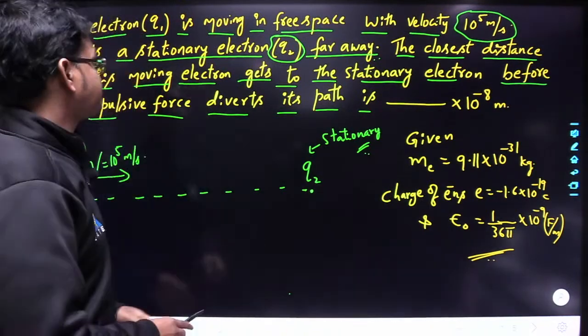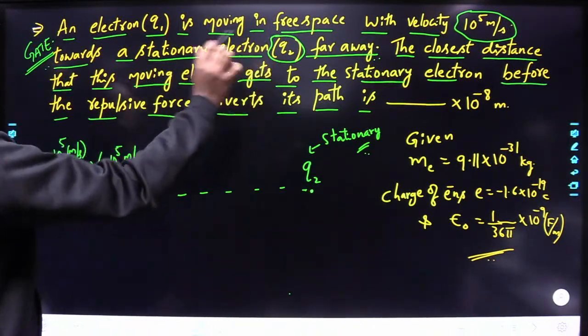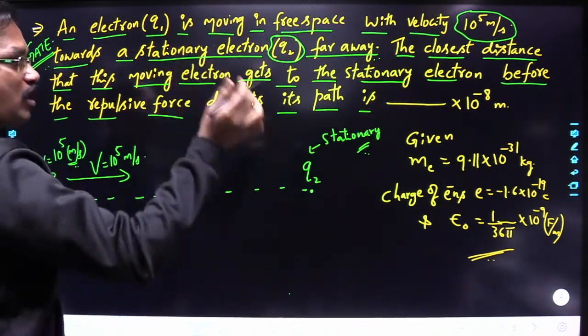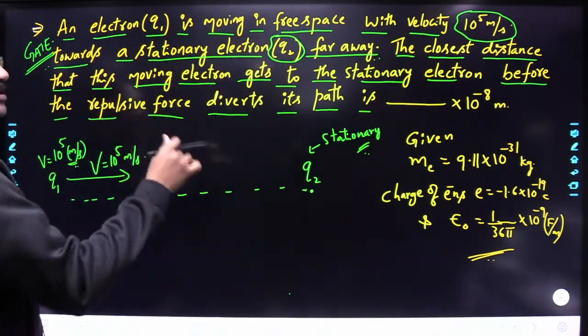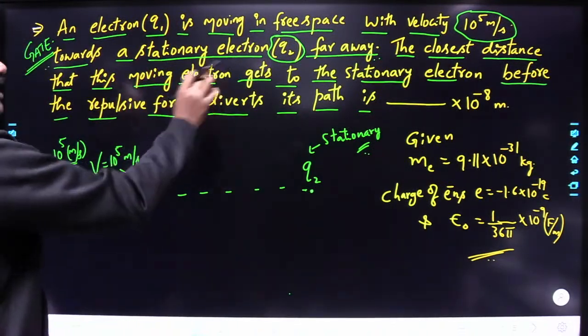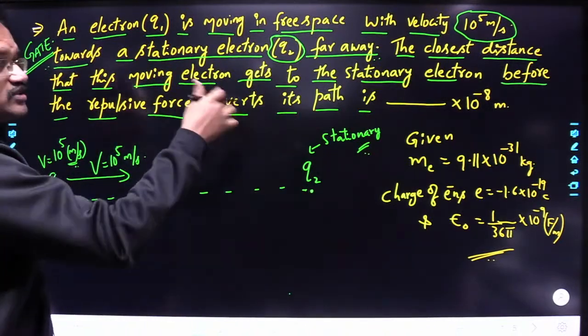Understood? Okay, so an electron Q1 is moving in free space with velocity 10 power 5 meters per second towards a stationary electron Q2, which is far away. They are asking the minimum distance, or closest distance, that this moving electron gets to the stationary electron before the repulsive force diverts its path.